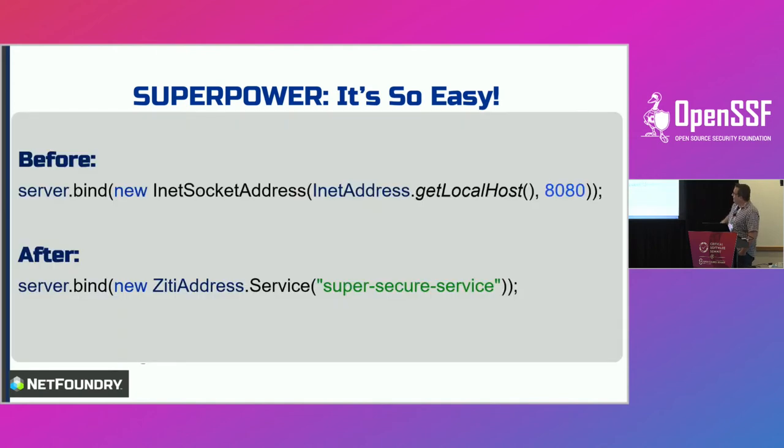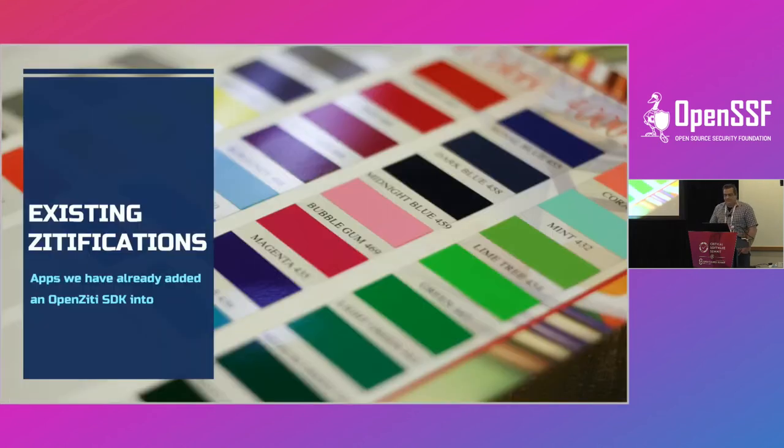So let me blow that up for you, because I knew I was going to have the double room. This is basically what it looks like. Before, you need to know the IP address, you need to know the port. When you're on a Ziti network and you want to bind a service, this identity needs to have the ability to bind the service, first of all. And if it does, then you just say, I want to bind whatever that service is.